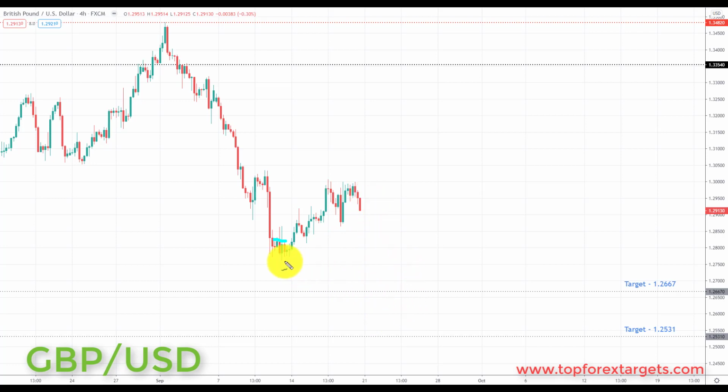What we would like to see is any further correction is simply going to be viewed as an opportunity to short this market at a better price. If we can start to break to the downside, any breakout to the downside here is going to be a great opportunity next week to start to look for bearish setups in this market.